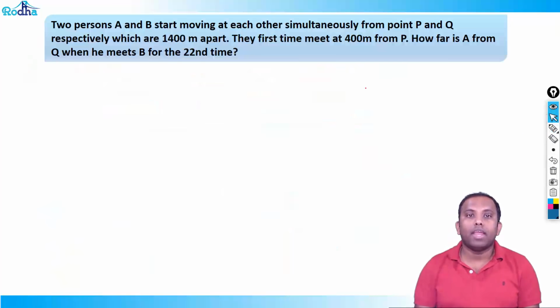Two persons A and B start moving towards each other simultaneously from points P and Q respectively, which are 1400 meters apart. They first meet at 400 meters from P. How far is A from Q when he meets B for the 22nd time? Let's do this question now. It should look easy, just a practice of the previous concept.